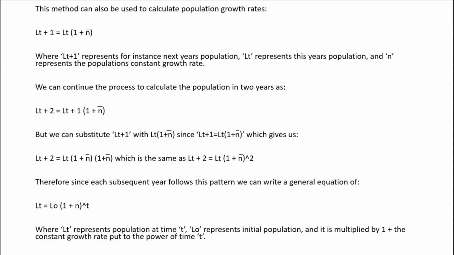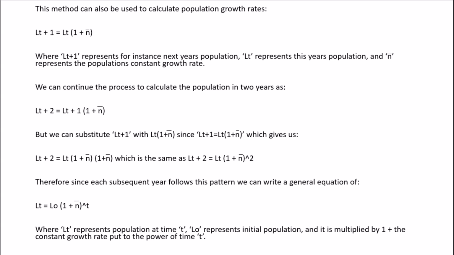But this time we're just talking about population. We can continue the process to calculate the population in 2 years. So instead of LT plus 1, it's LT plus 2 to represent 2 years in the future. So let's say 2010. That would be equal to the population in 2009, again multiplied by 1 plus the constant growth rate.